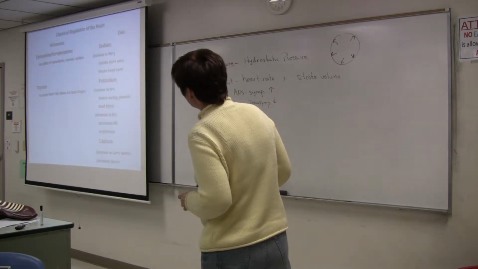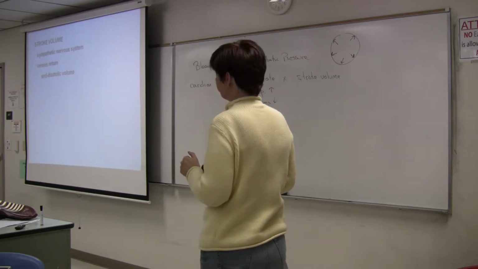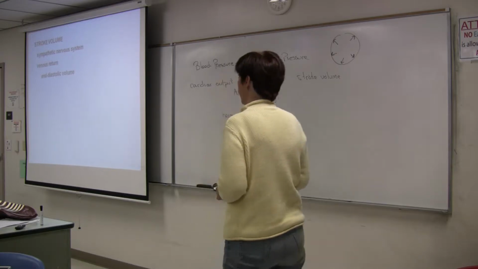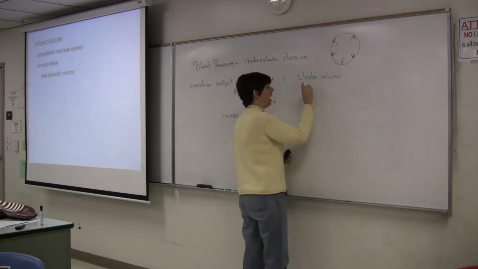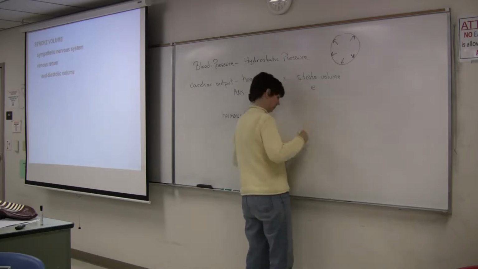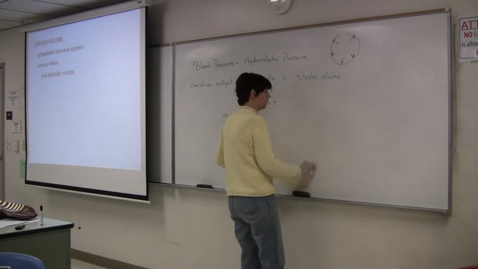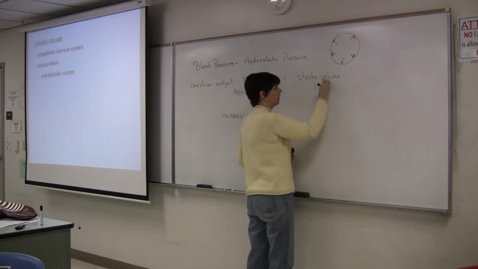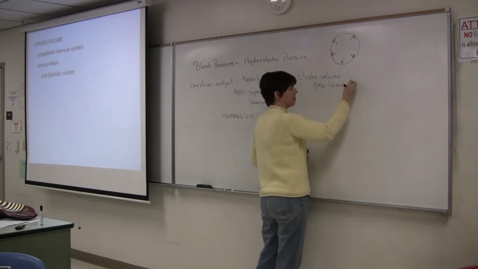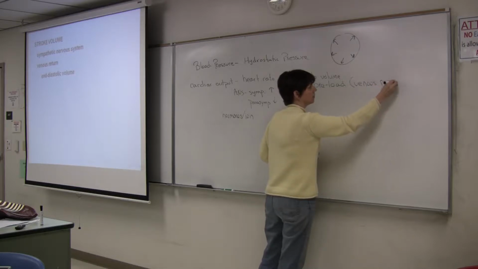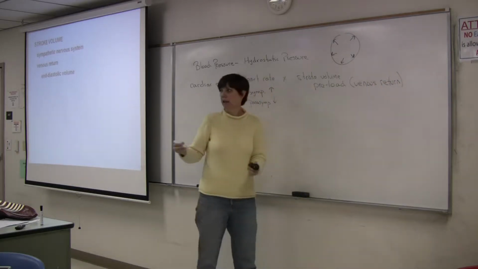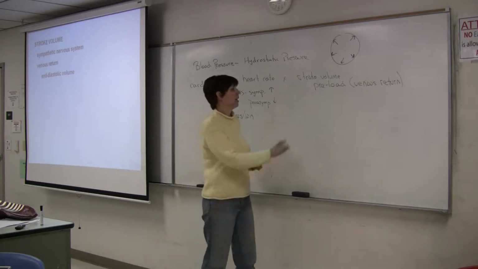All right, so stroke volume. What were the factors that affect stroke volume? And we had the preload, which was essentially venous return. Okay, Starling's law and all that. Contractility.